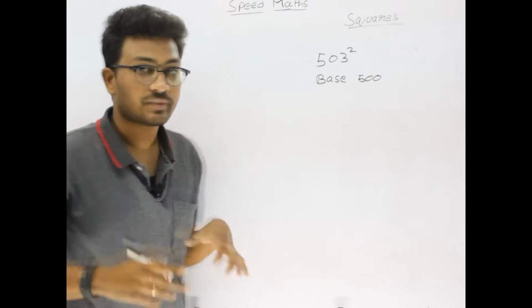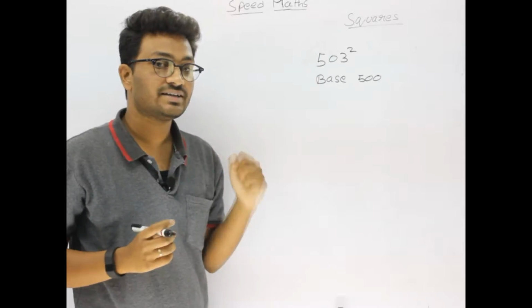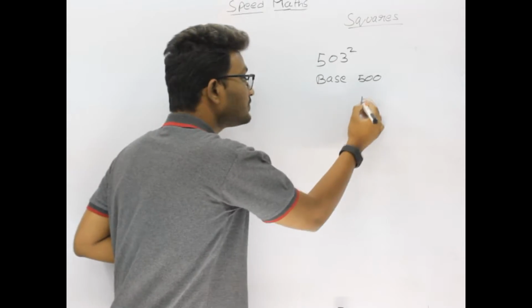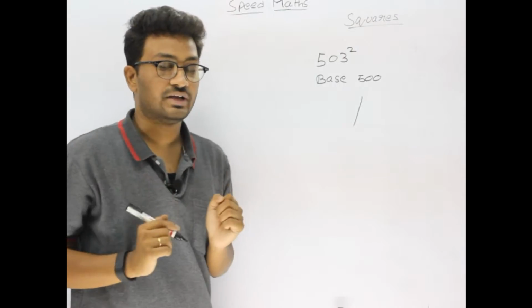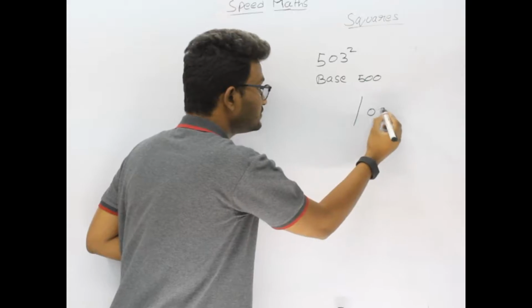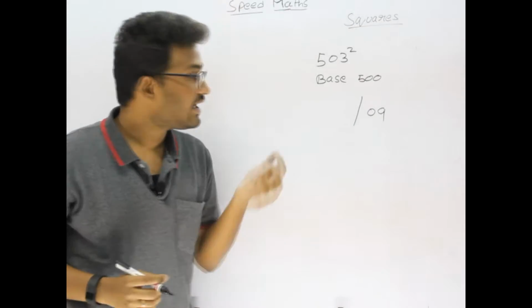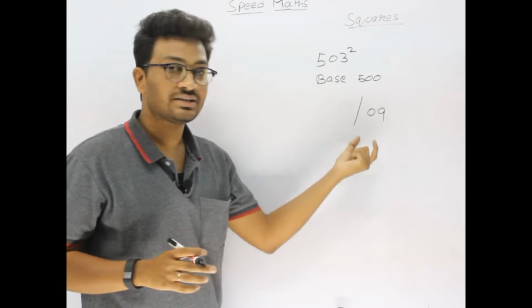Now what is the distance from base to 503? It is plus 3. Right. So part 2 will be plus 3 whole square. So plus 3 whole square is 09. As part 2 should have 2 digits in it, that's why we took 09.